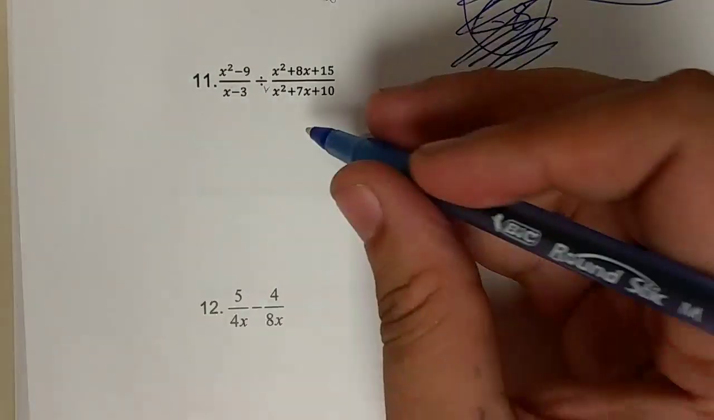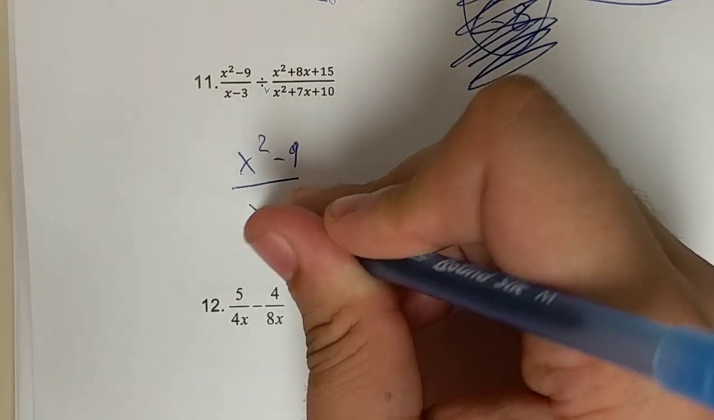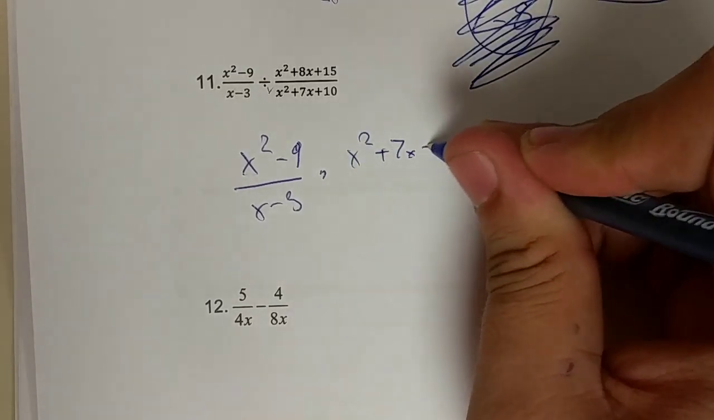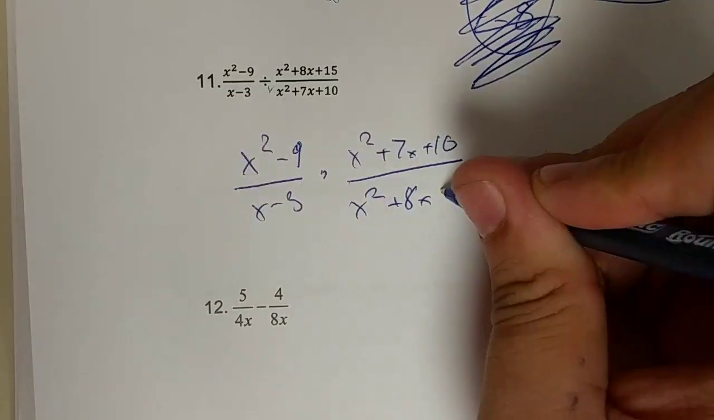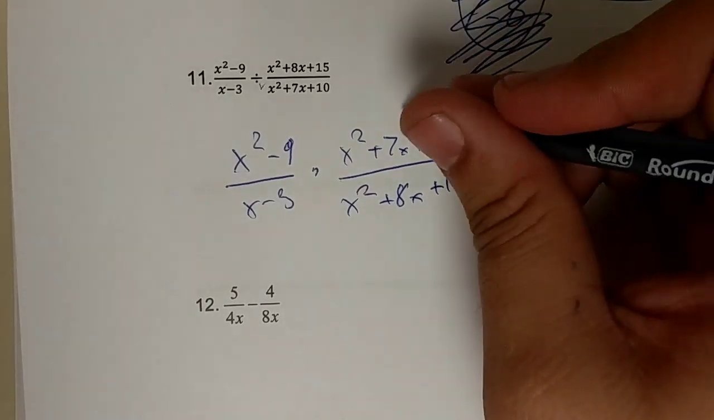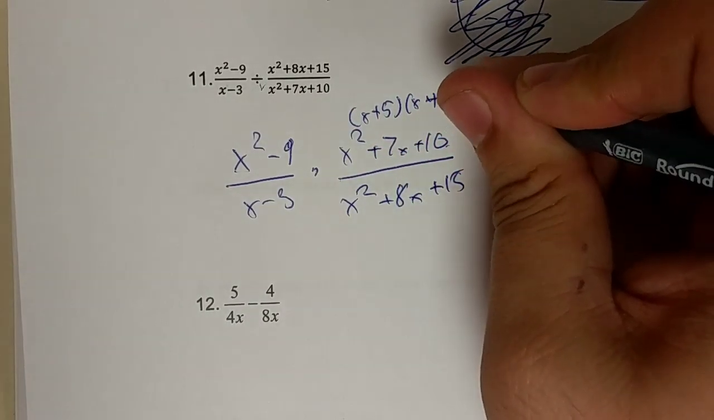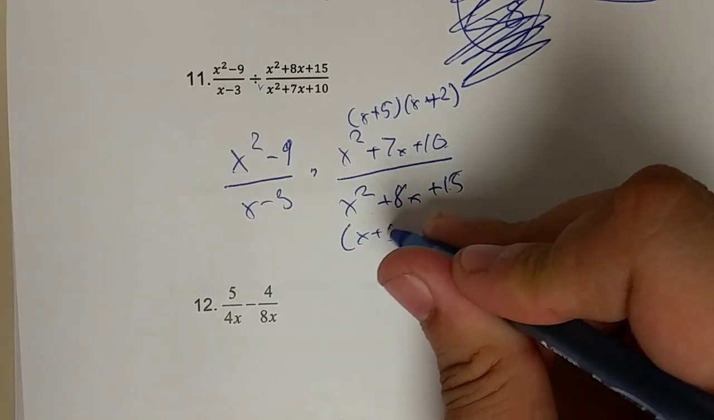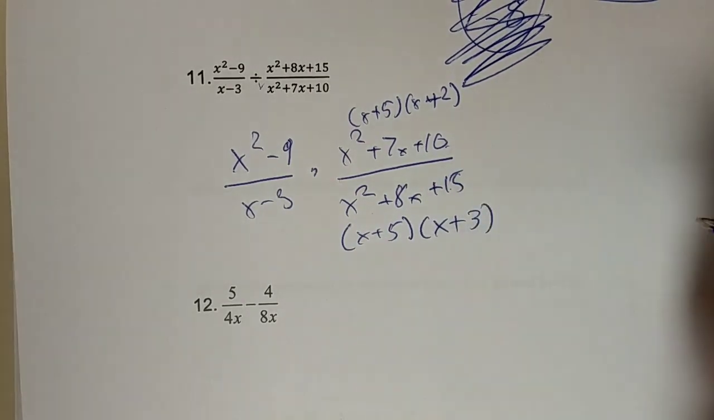Divide, so multiply on both sides. X squared minus 9 over x minus 3 times, I have to flip this, x squared plus 7x plus 10 over x squared plus 8x plus 15. What multiplies to 10 and adds to 7? X plus 5, x plus 2. What multiplies to 15 and adds to 8? X plus 5, x plus 3.